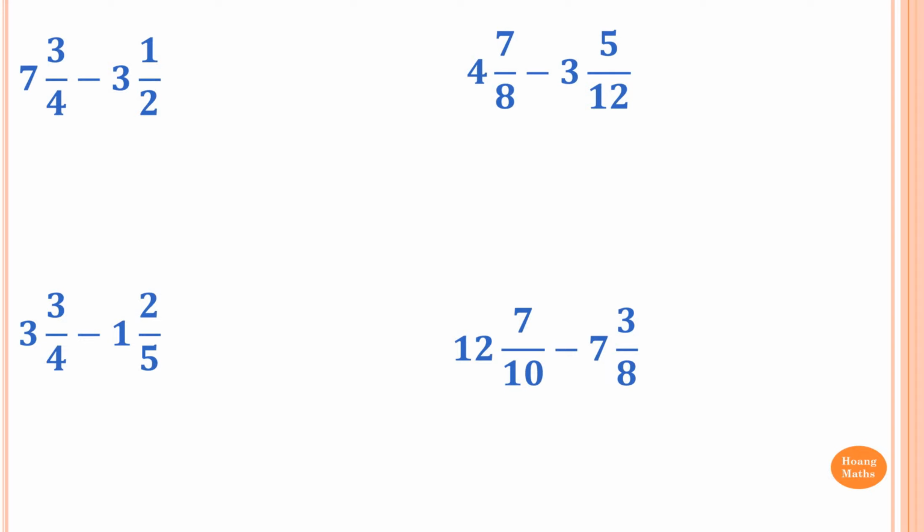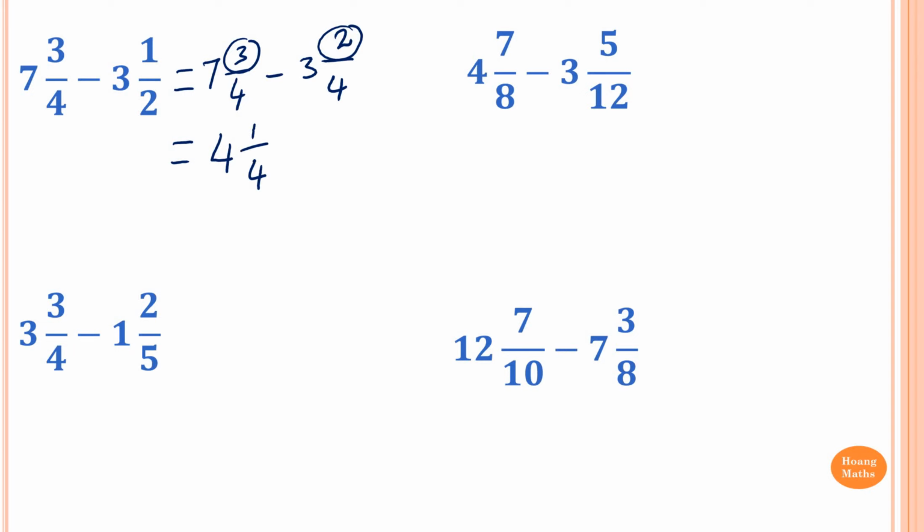So the common denominator for this is 4. So this means 7 and 3/4 minus 3, and this is 4 here. To get 4, I times this by 2, and the top times by 2, so it's 2. Now 7 minus 3 is 4. So 3 minus 2 is 1. So 4 and 1/4.